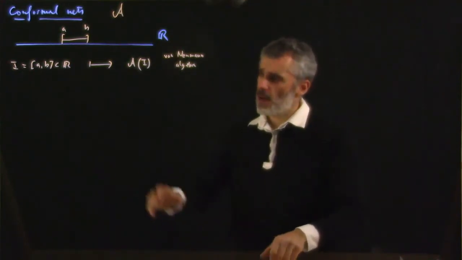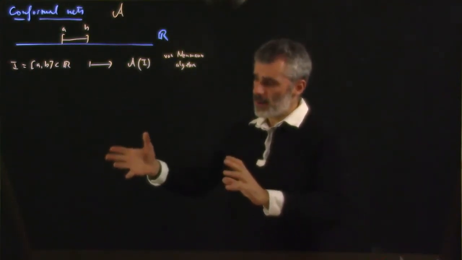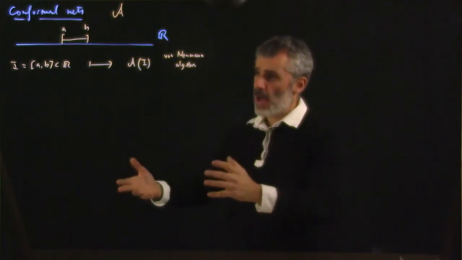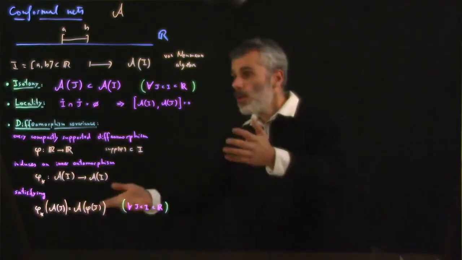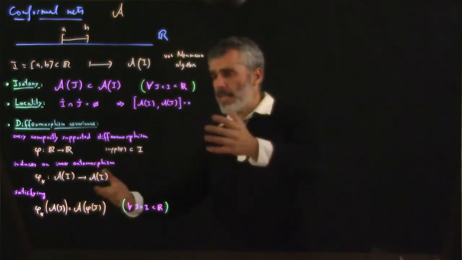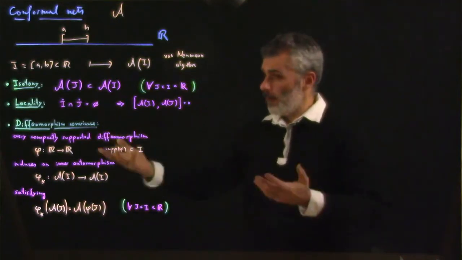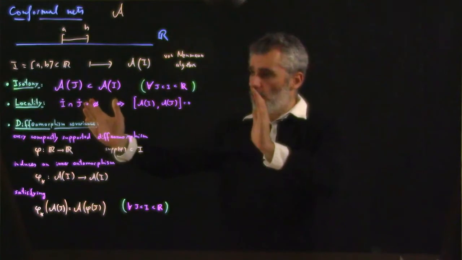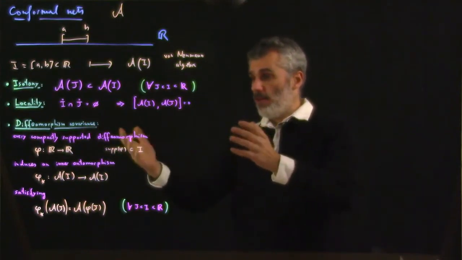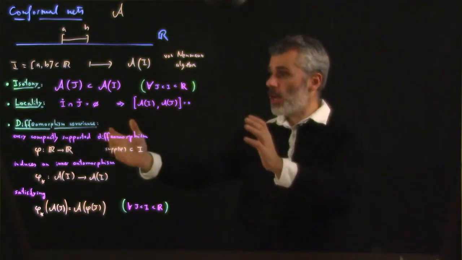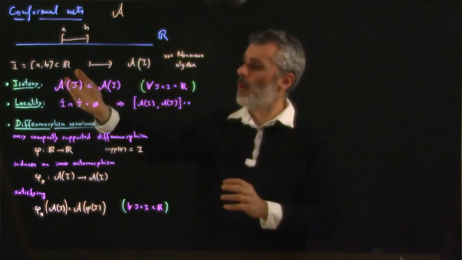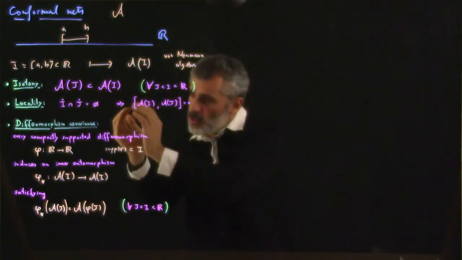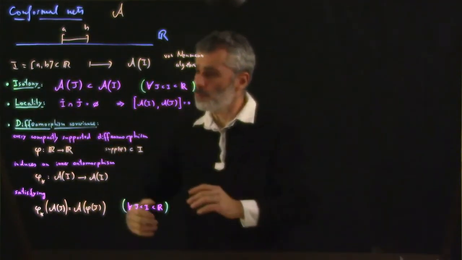These von Neumann algebras are related in various ways and satisfy various axioms that I'm going to now list for you. The main extra pieces of data and axioms are that, first of all, if I have a small interval inside a big interval, then the corresponding von Neumann algebras are included in each other. So I have an injective homomorphism from the one for the small interval into the one for the big interval.